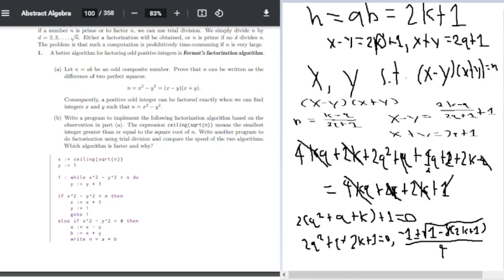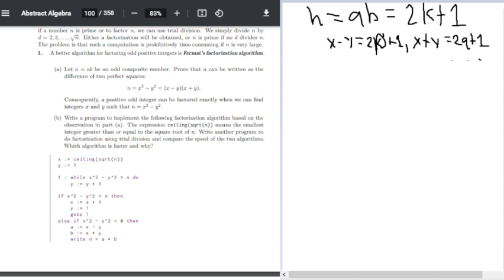Let me go back to the chopping block. Alright, so x minus y equals 2p plus 1, and x plus y equals 2q plus 1. So we multiply them to get 2k plus 1.